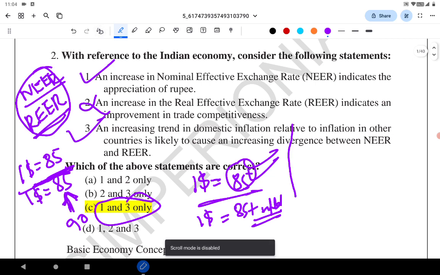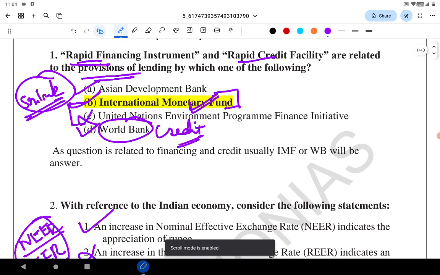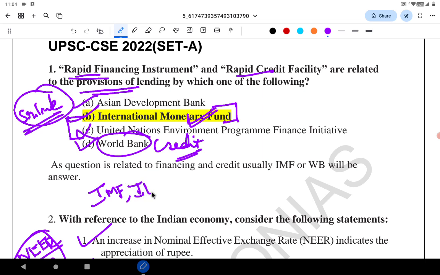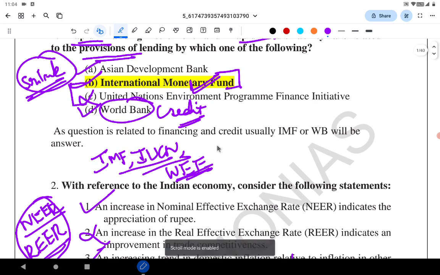And coming to the previous question on IMF, numerous times UPSC has asked questions on IMF, on environment, IUCN, on the World Economic Forum. These are favorite areas of UPSC, please concentrate on them. And even the UNEP, United Nations Environment Program.